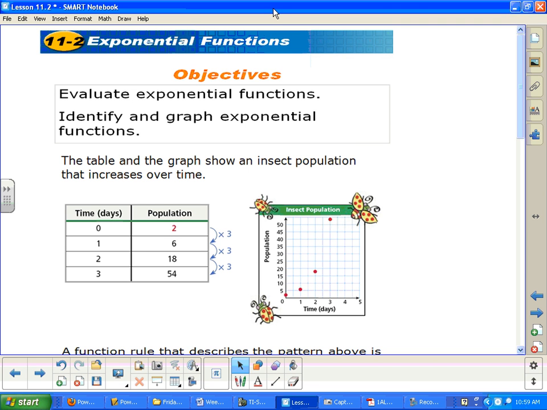All right, so today we're going to talk about exponential functions, and we're going to evaluate them, and then we're going to identify and graph them. So today we're going to be looking at examples 1, 2, and 3 from this lesson. Tomorrow we'll do examples 4 and 5.